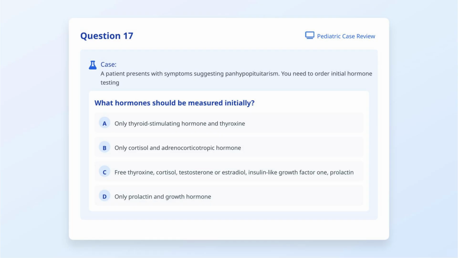Case scenario: a patient presents with symptoms suggesting panhypopituitarism. You need to order initial hormone testing. Question: what hormones should be measured initially? Option A: only thyroid-stimulating hormone and thyroxine. Option B: only cortisol and adrenocorticotropic hormone. Option C: free thyroxine, cortisol, testosterone or estradiol, insulin-like growth factor 1, prolactin. Option D: only prolactin and growth hormone.